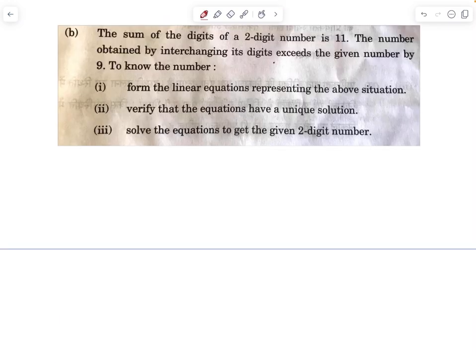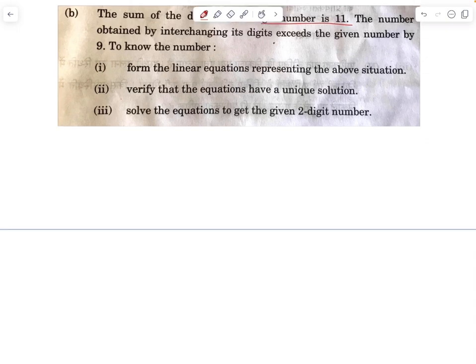The B part of question 35. The sum of the digits of a two-digit number is 11. The number obtained by interchanging its digits exceeds the given number by 9. To know the number, part 1, form the linear equations representing the above situation. Part 2, verify that the equations have a unique solution. Part 3, solve the equations to get the given two-digit number.